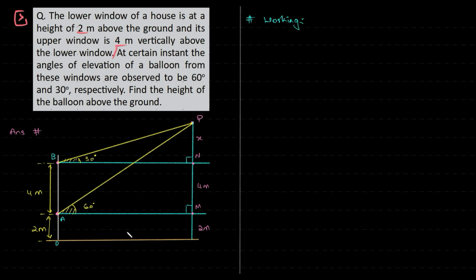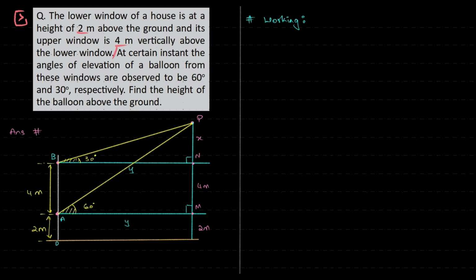How do we have to do this? We have one unknown, but there's nothing that we can use to form an equation to solve it. So we have to make use of AM, which is also equal to BN, that is y. So now we have two unknowns. Two unknowns need two equations, and solving those will give us the answer.